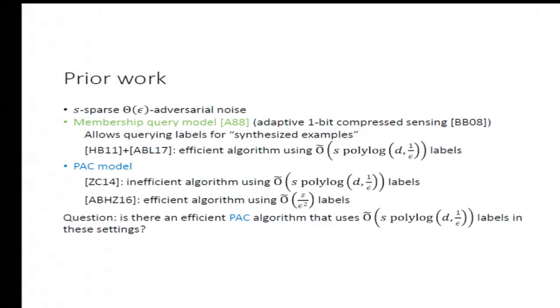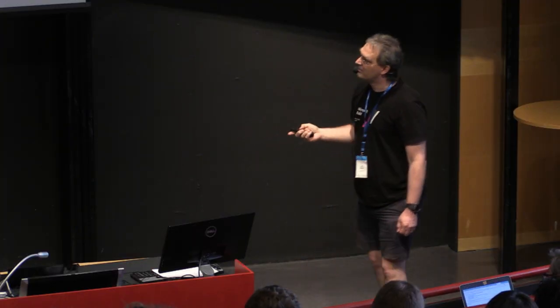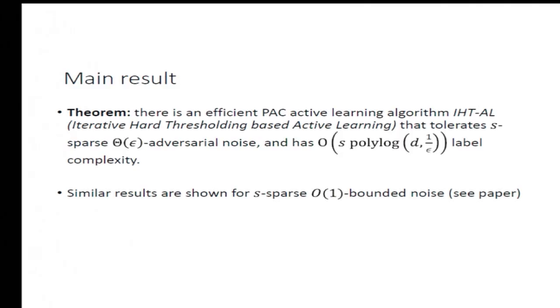So instead, you would like to have an algorithm which only uses natural examples, which are coming from the distribution D. And there are two results. One of them is an inefficient algorithm that uses s polylog d 1 over epsilon labels. Or you can have an efficient algorithm which uses s over epsilon squared labels. So this leads to the question: can we get an efficient PAC algorithm that uses s polylog d 1 over epsilon labels? It's a very natural question given the things that have come before. And the answer ends up being yes, you can do it.